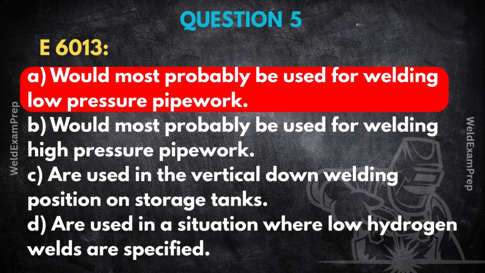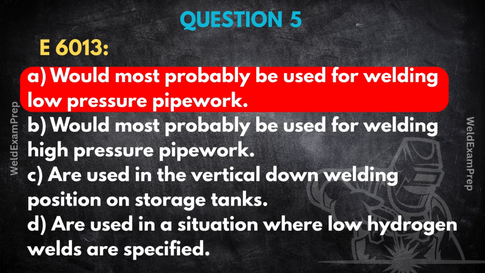High-pressure pipework. Definitely not. B, high-pressure pipework. Those jobs demand high strength, high toughness, and critically low hydrogen weld metal to avoid cracking risks. That's where you'd use something like an E7018, a low hydrogen electrode. A 6013 just doesn't have the required properties or the low hydrogen characteristics needed for that kind of critical application. Big safety implications there. Okay, no high pressure.